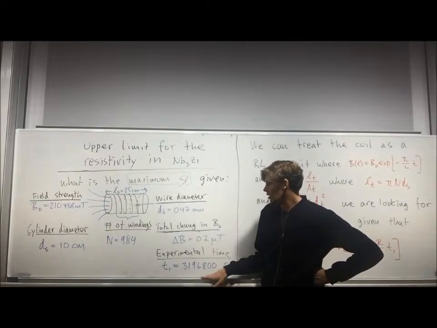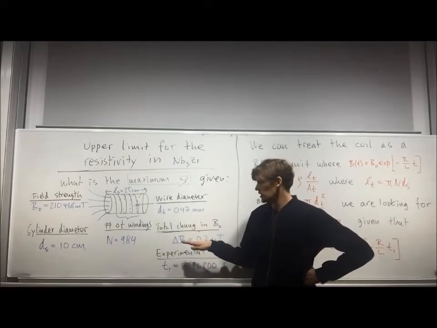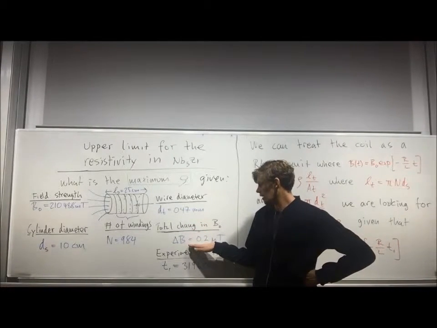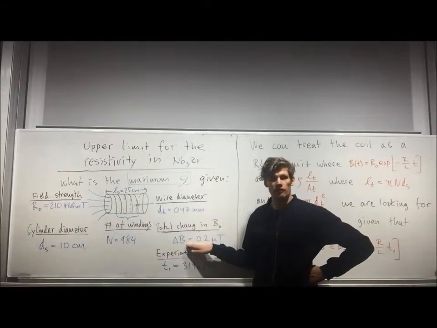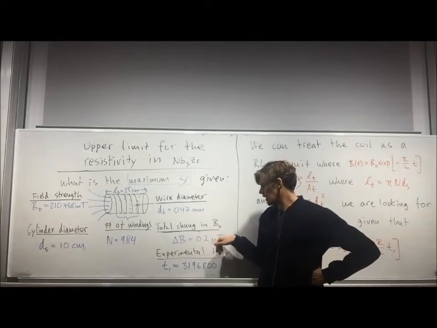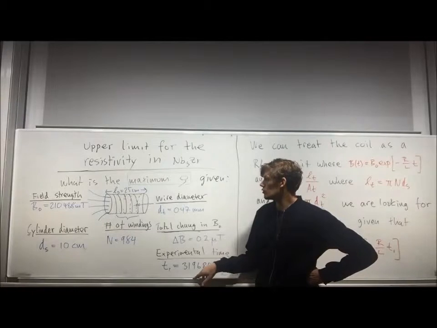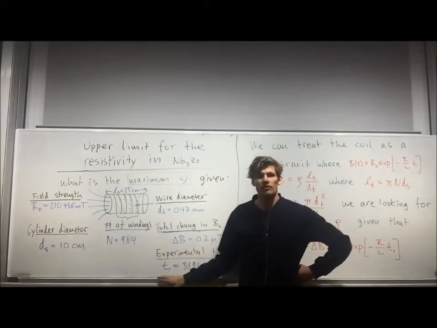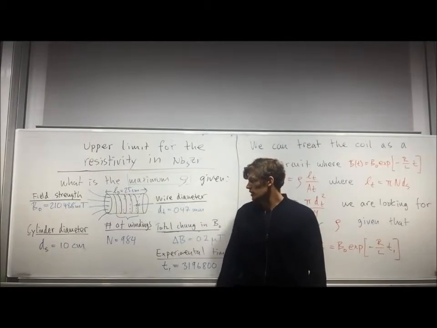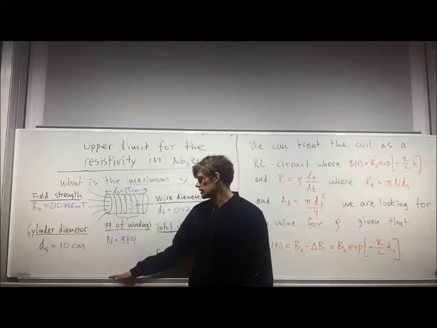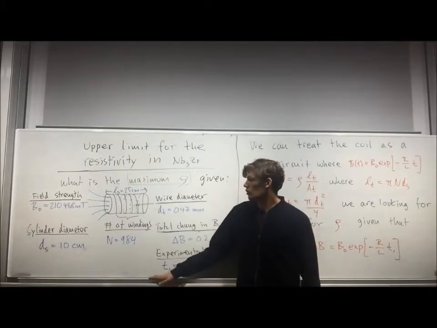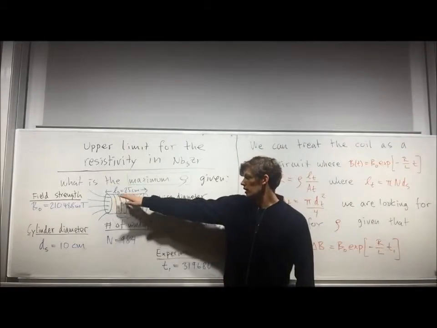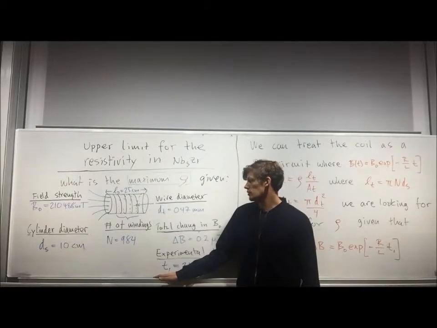And then after that they measured the magnetic field again, and they noticed that the change in the magnetic field strength is 0.2 microtesla. You can also see some other parameters here. The wire diameter is 0.47 millimeters, the cylinder diameter is 10 centimeters, and the length of the cylinder is roughly 25 centimeters.